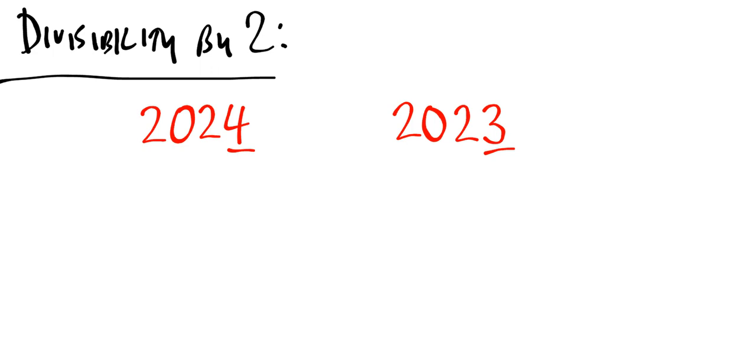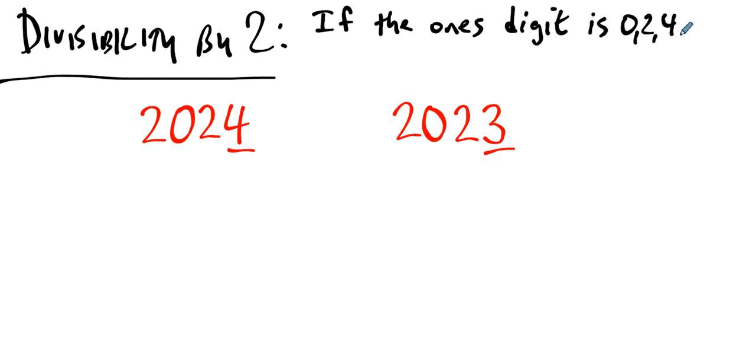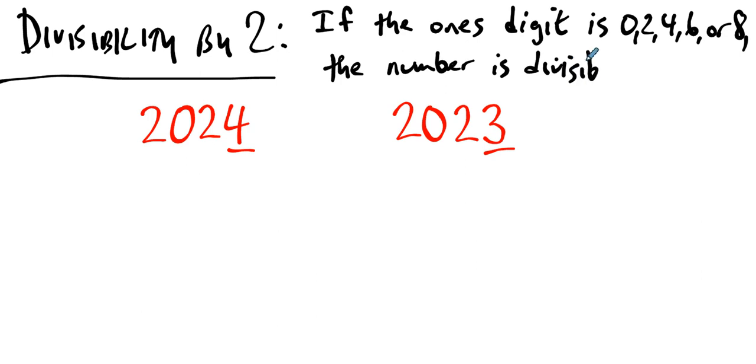So if the ones digit is 0, 2, 4, 6, or 8, the number is divisible by 2. And this is the most basic of divisibility rules. So I can give you some 27-digit number, you just look at the last digit. Why does this work?